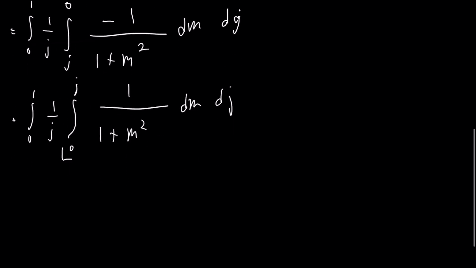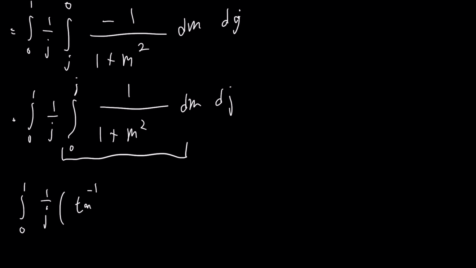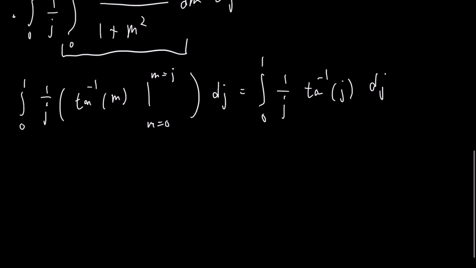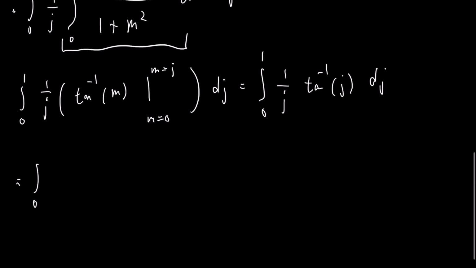But this is a standard integral. It's the integral from 0 to 1 of 1 over j, the inverse tangent of m from m equals 0 to m equals j, dj. So we have the integral from 0 to 1 of 1 over j times inverse tangent of j dj. So we now have the integral from 0 to 1 of the inverse tangent of j over j dj.